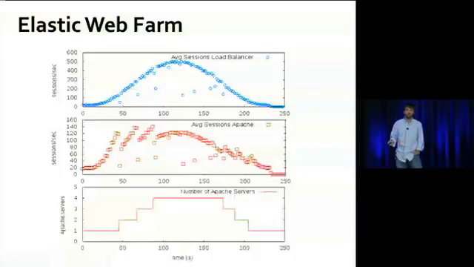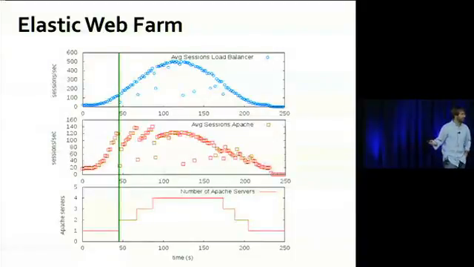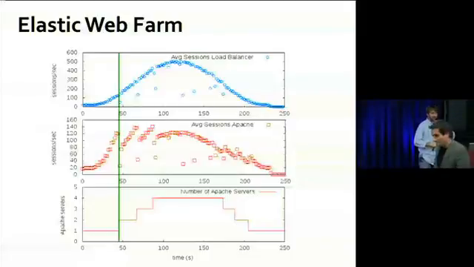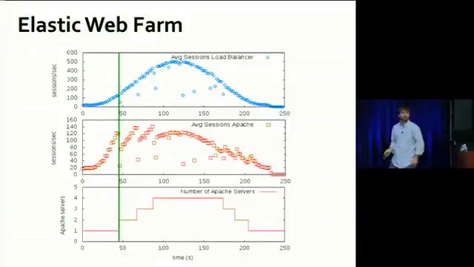Still very much in early stages, but I thought I'd mention it nonetheless. So what you have here, on the top, is the average number of sessions that the load balancer sees in the cluster. And then the next two graphs show the average sessions per Apache, and the number of Apache servers that have actually been launched in the cluster.